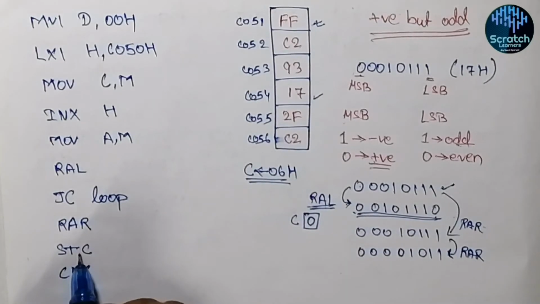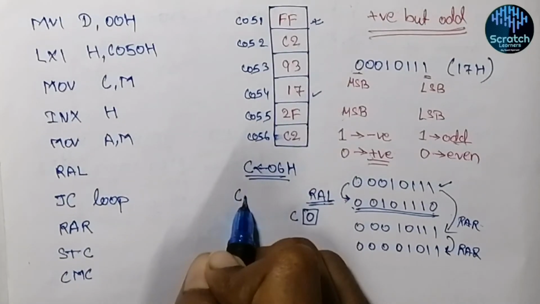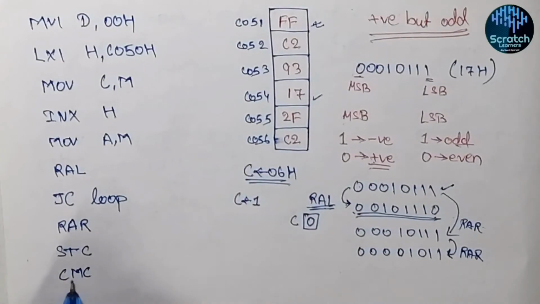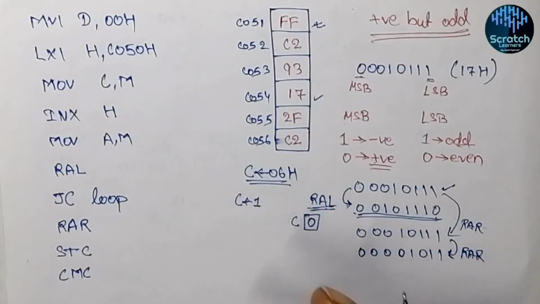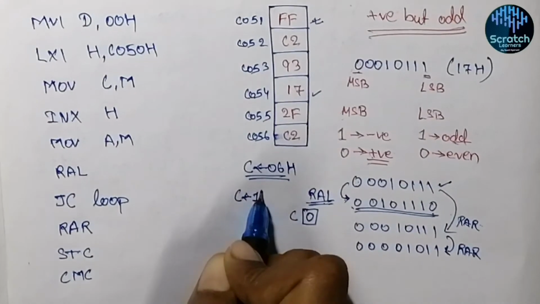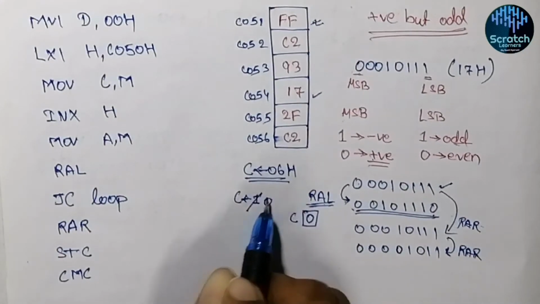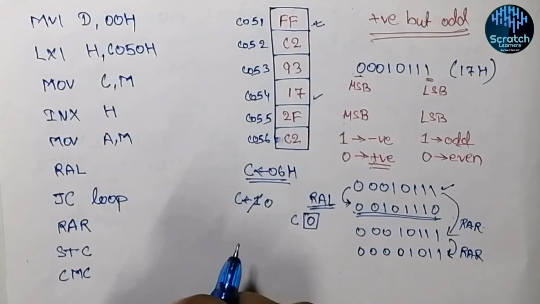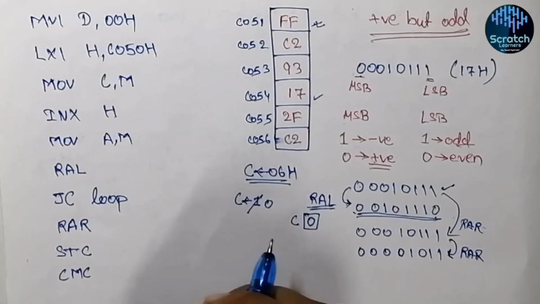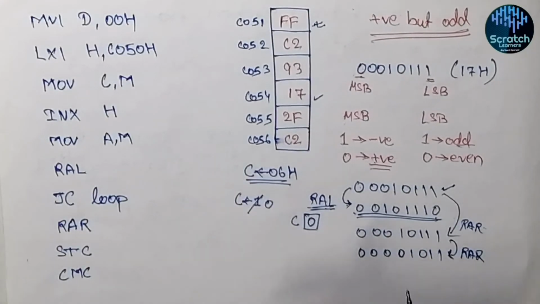That means while performing STC, the carry flag will be 1, and CMC complements the content of the carry flag. So when we complement it, it will be 0. What it means is it will reset the content of the carry flag so that the carry flag always contains 0. Now what is its use?